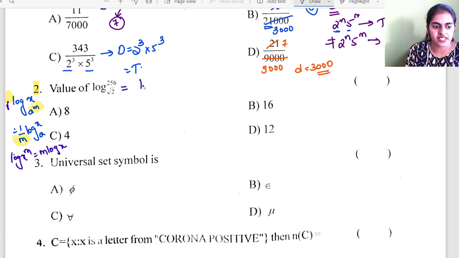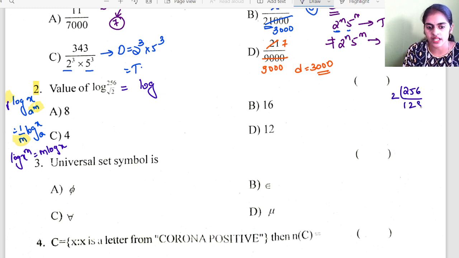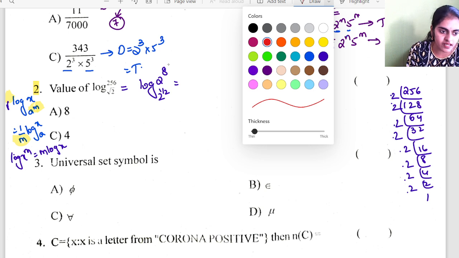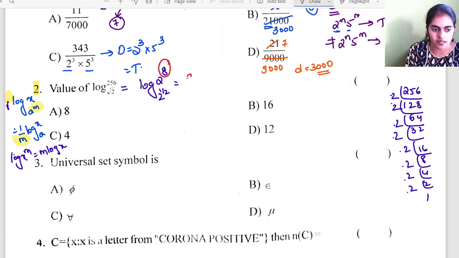Okay. So this 256, how can we write 256? 2 1 time, 2 2 times, 2 3 times, 2 4 times, 2 to the power 8 is 256, and 2 to the power 4 is 16, 2 squared is 4, and 2 to the power 1 is 2. So 256 I can write as 2 raised to the power 8, and here root 2 I can write as 2 power 1 by 2. So now this power 8 will come in front of the logarithm. You have 8 log 2, base is 2 power 1 by 2.